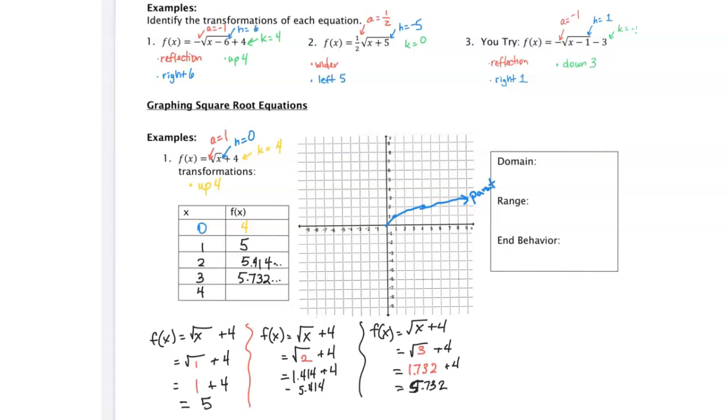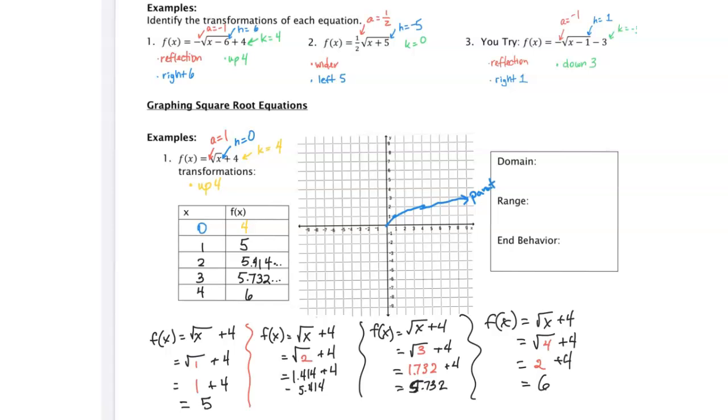The last one we have is f of x equals the square root of x plus 4. This time we're plugging in our 4 and then plus 4. The square root of 4 is 2, and then plus 4. 2 plus 4 gives us 6. So this one comes out to be 6.